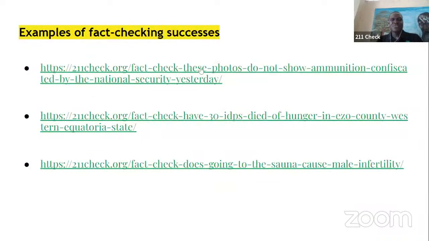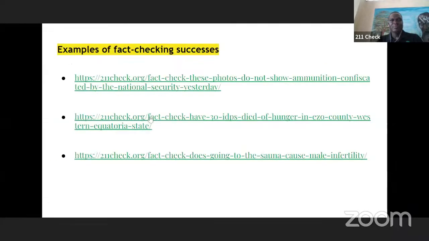And examples of fact-checking successes, these are articles that are published by 211check. Some of you might be reading 211check articles from time to time.